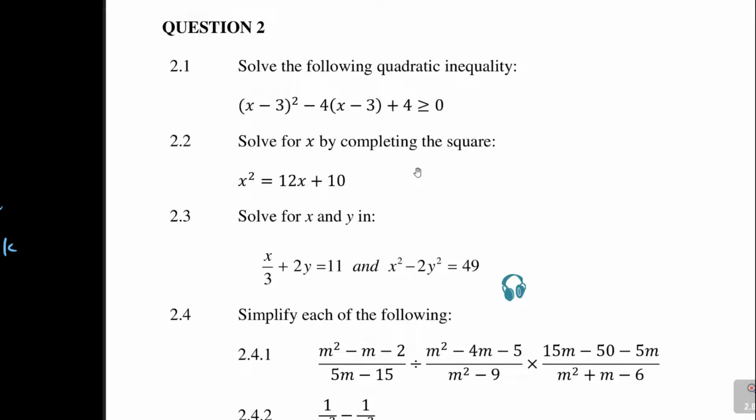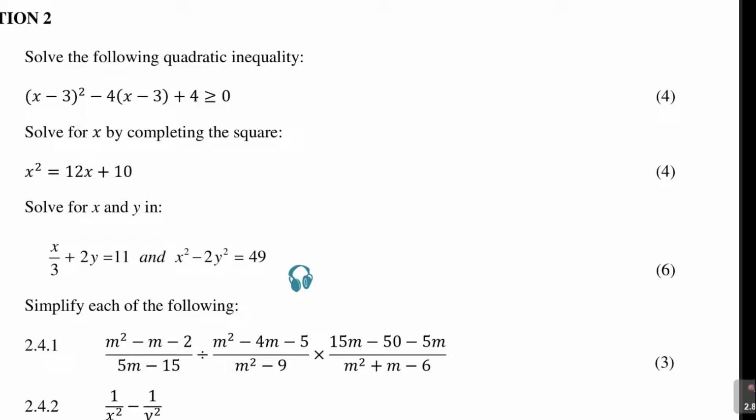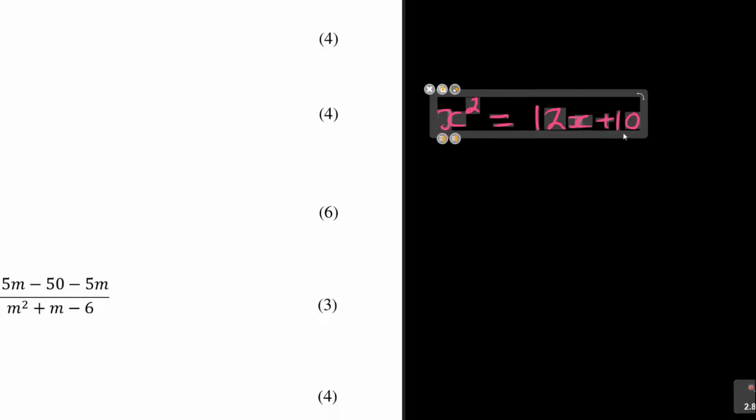Solve for x by completing a square. How many marks? 4 marks. Can I complete a square? Let me do it on the other side. So what am I given? Given is x squared is equal to 12x plus 10. I'm supposed to complete a square here. And then let's do that. So what do I do here?